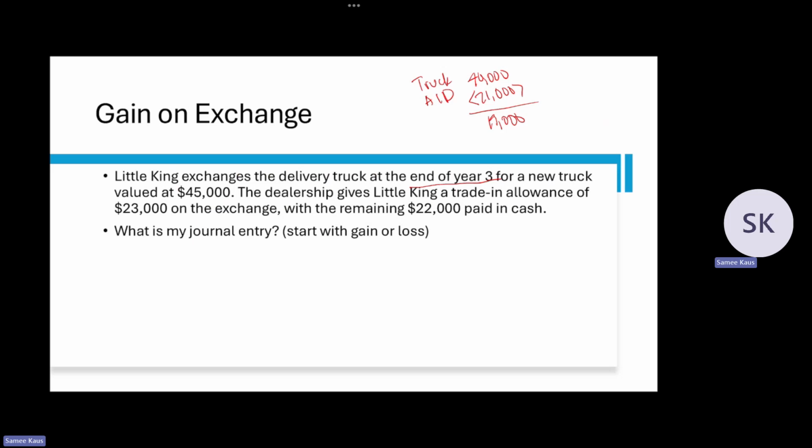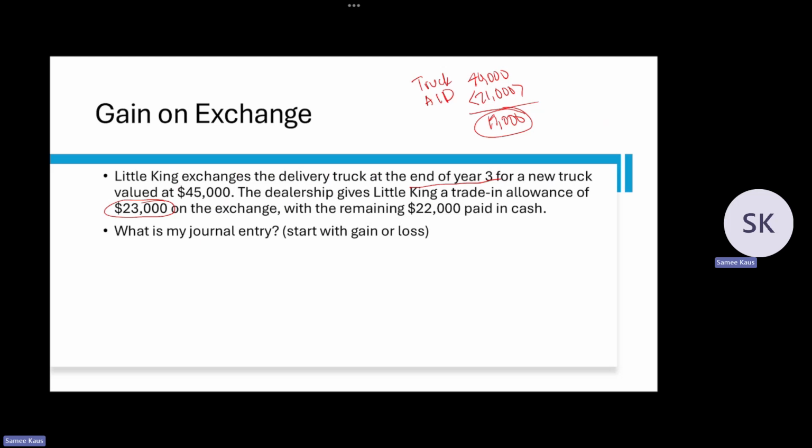Okay. So it looks like I am getting a new truck with a value of $45,000. Little King, or the dealership, gives Little King a trade-in allowance of 23 for the exchange, with the remaining 22,000 paid in cash. Okay, so a couple of things here that I'm going to look at and analyze is you're giving me a trade-in allowance of 23 for something that's only worth 19 to me. So right off the bat, I'm probably going to have a gain of $4,000, right? Because what are you giving me versus what do I have it on my books for? What is it worth to me?